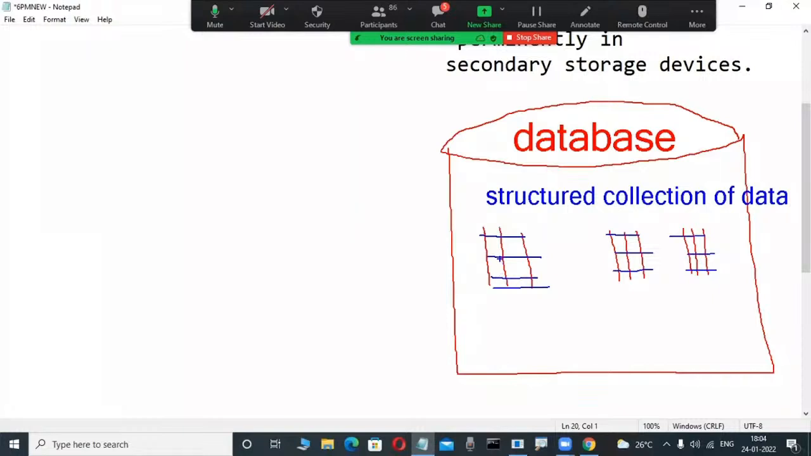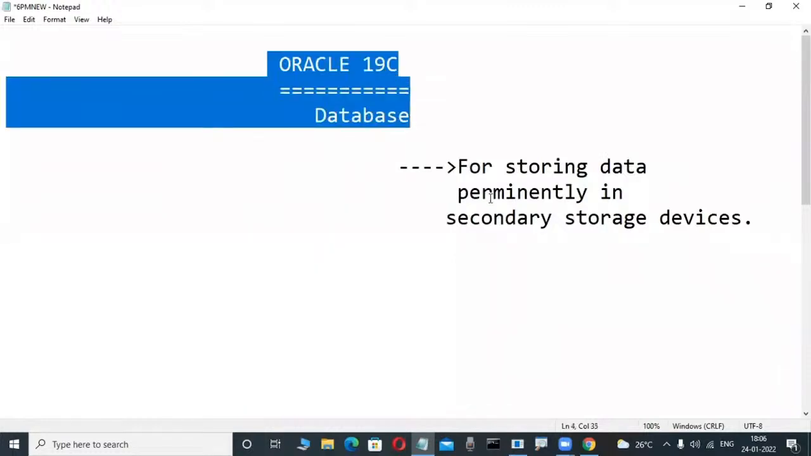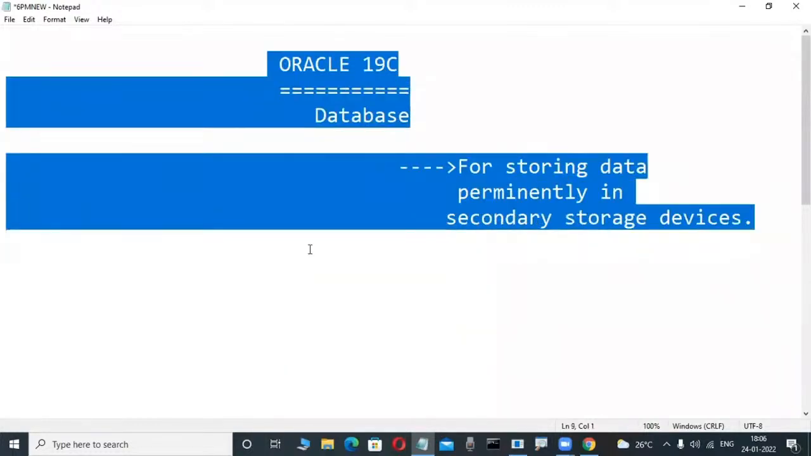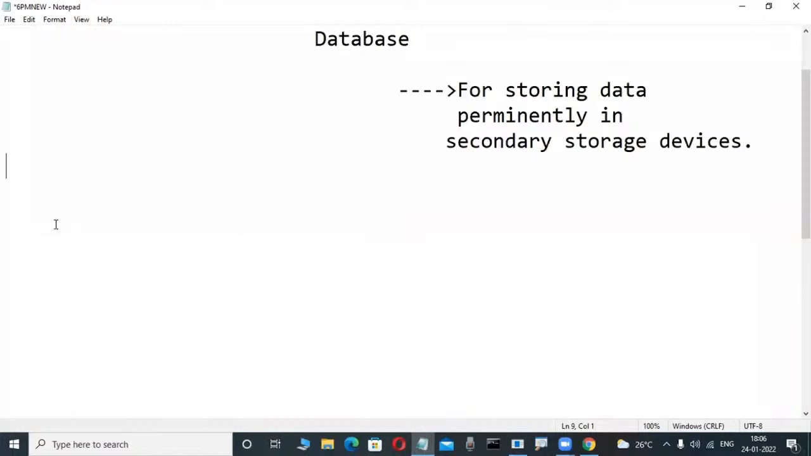Once a structured collection of data is there, for handling and operating this data, which language do we use? Very good, SQL, structured query language. That's why these types of databases are implemented based on the relational data model. What is that today? I will tell you. Oracle, SQL Server, DB2, Sybase, MySQL, all these databases are implemented based on the relational data model concept.